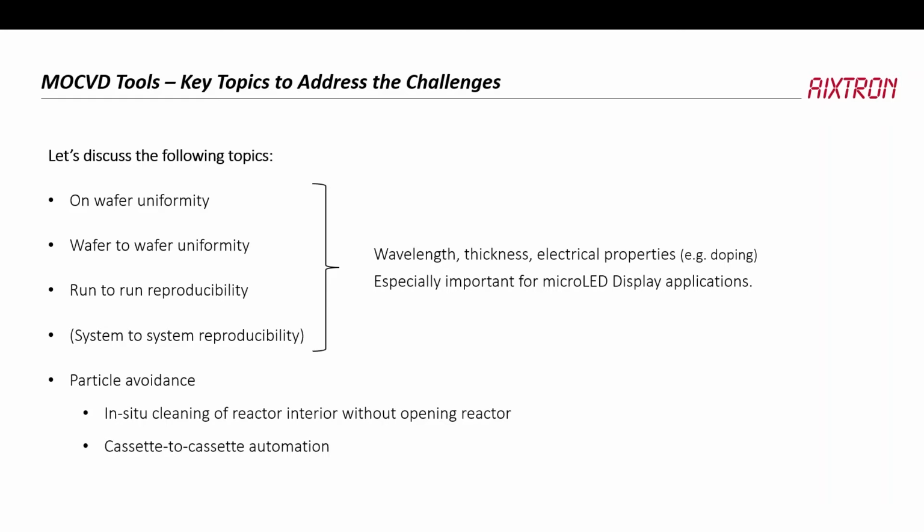Let's talk a little bit about on-wafer uniformity, wafer-to-wafer uniformity, run-to-run, and maybe system, which we will not touch, and then some particle avoidance and cassette-to-cassette automation. As I said, we need to talk about cost. Cost is important.